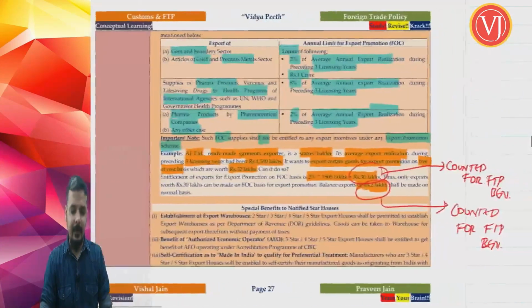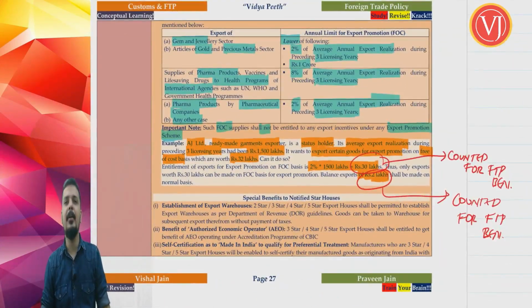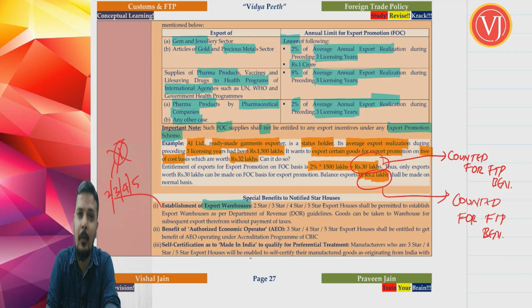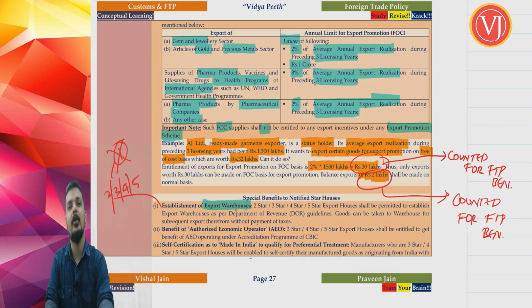Right. Now, other benefits to notified star holders. The other benefits that we are discussing are only for notified star holders. If you are talking about 2 star, 3 star, 4 star, 5 star, 1 star is not covered here. Right. You can easily open a private bonded warehouse. Establishment of export warehouse is possible. You can go for your private bonded warehouse only if you are a star house category. That too, you should be 2 star, 3 star, 4 star, 5 star category. It is not applicable for 1 star category.